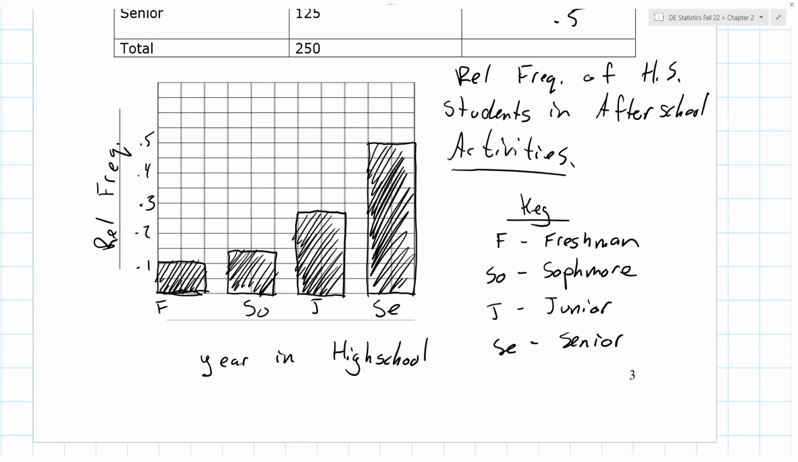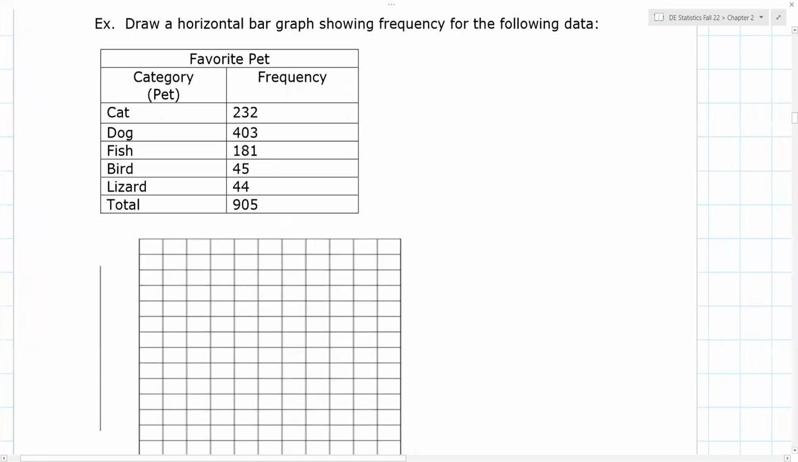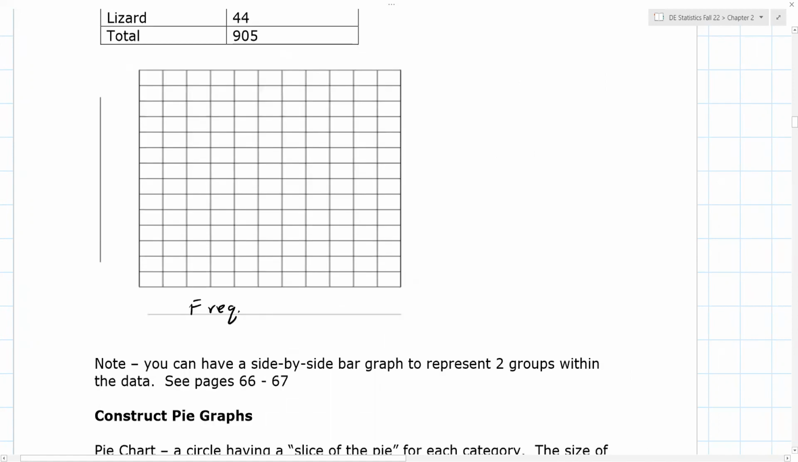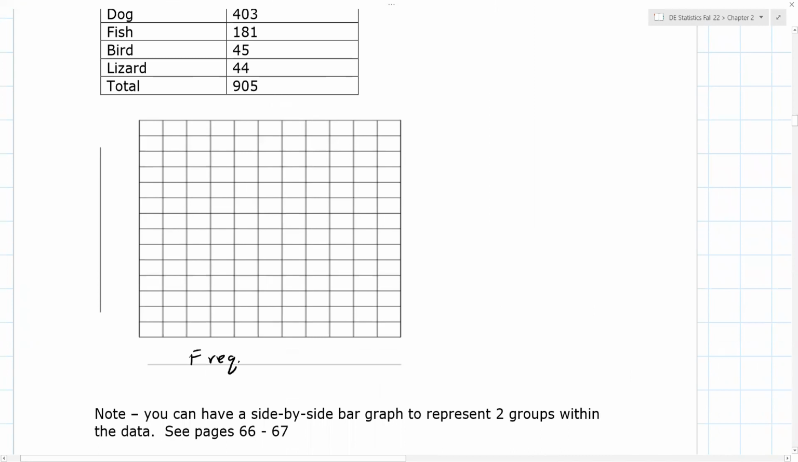All right, next, I want you to do something very similar, but this time you're going to be creating a horizontal bar graph, and it is going to be a frequency bar graph. So frequency and horizontal, that means this is going to be our frequency, and the y-axis is going to be our category. So pause, attempt to construct this horizontal bar graph, and then unpause when you're finished, and we can go over what it should look like.